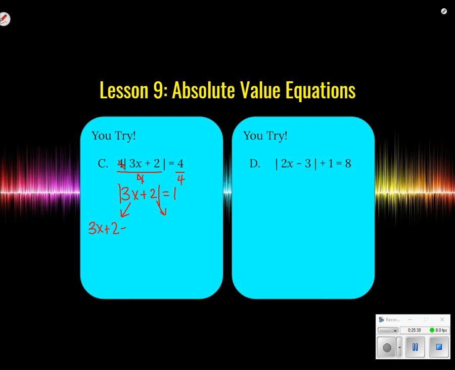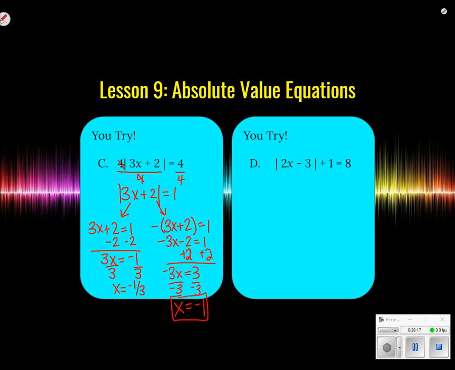3x plus 2 equals 1. Negative 3x plus 2 equals 1. I'm going to subtract 2, so 3x equals negative 1, divide by 3, x equals negative 1/3. Distribute here by negative 1, I'm going to add 2, don't add 1, I said 1 and wrote 1. Negative 3x equals 3, divide by negative 3, x equals negative 1. So there are my two answers.